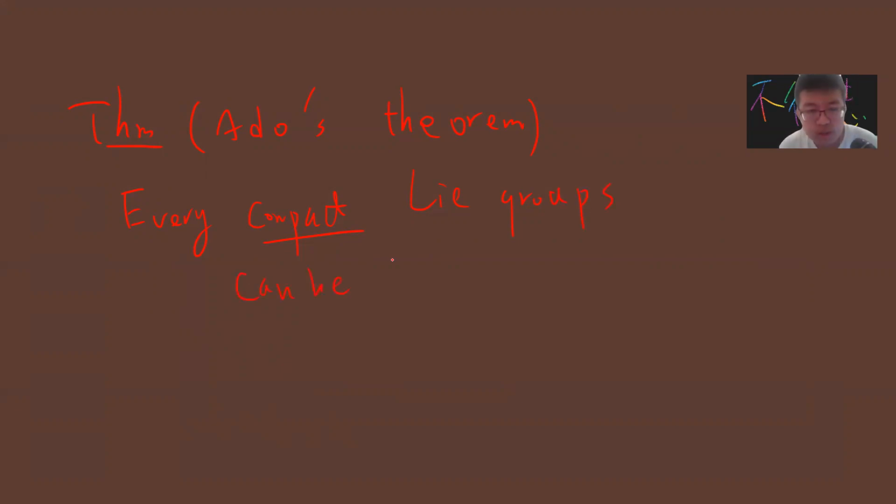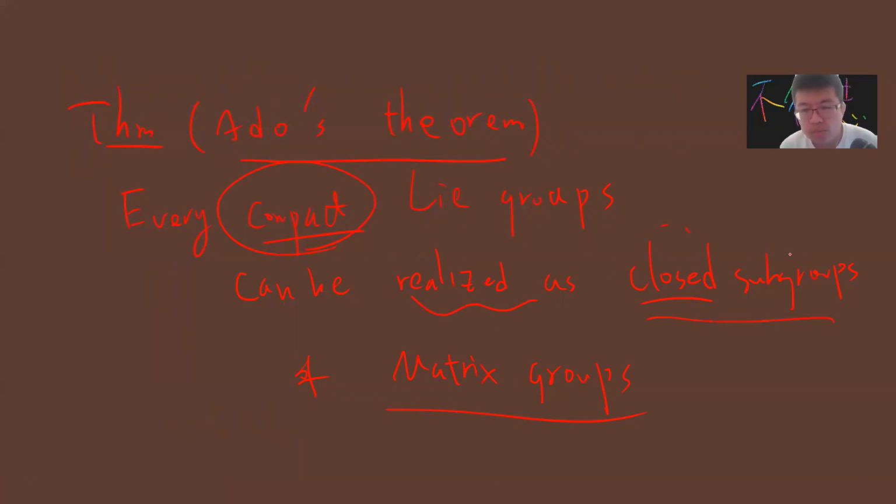can be realized as closed subgroups of matrix groups. Basically, just one sentence: you can view each compact Lie group as a closed subgroup of the matrix groups. So basically, you can just study all the matrix groups.